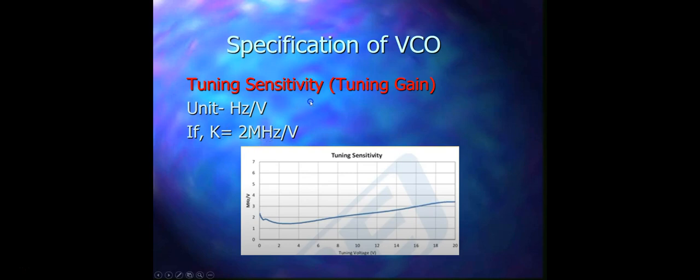This tuning sensitivity may be constant over the entire tuning range, or it may vary with the control voltage. As you can see here, this graph is given of a tuning sensitivity, where this represents your K and this represents your tuning voltage, and you see how the graph is changing with respect to the tuning gain. If you look at the datasheet, you will see that they specify the typical range of the tuning gain instead of a specific value. For example, tuning gain varies from 2 megahertz per volt to 4 megahertz per volt, and it may vary for different devices.